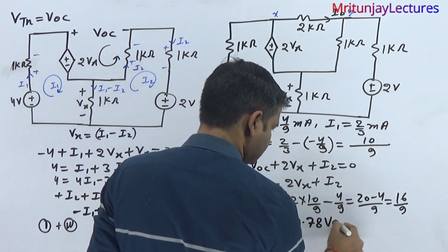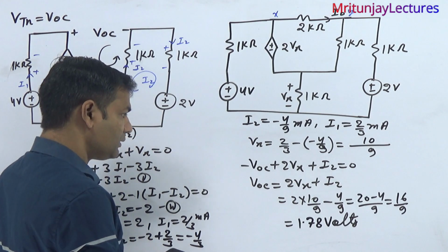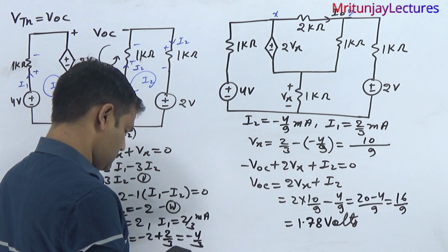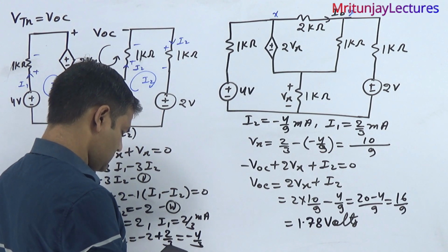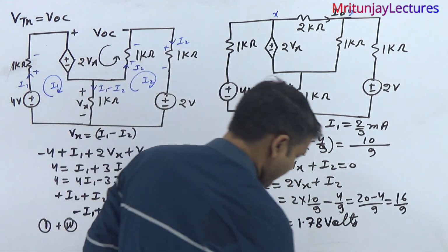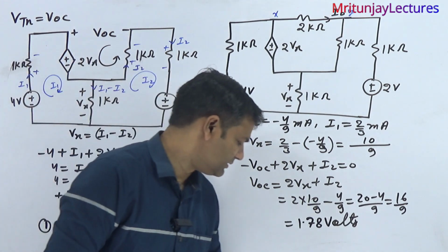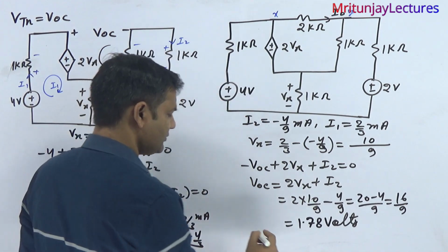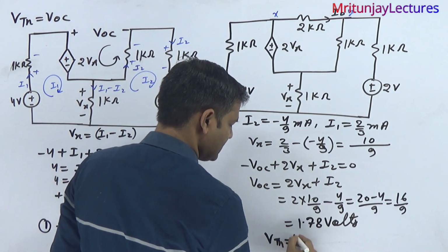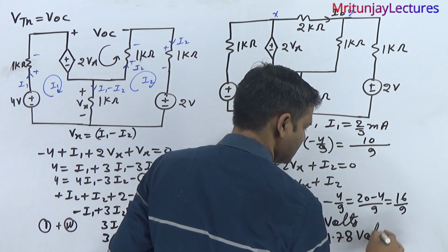1.78 volt. Clear or not? Okay, this is the final answer, that is V of OC, and this V of OC is called VTH, that is 1.78 volt.